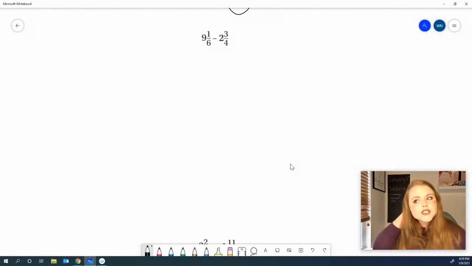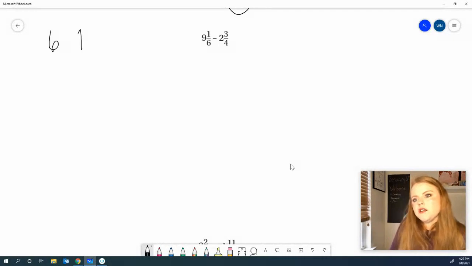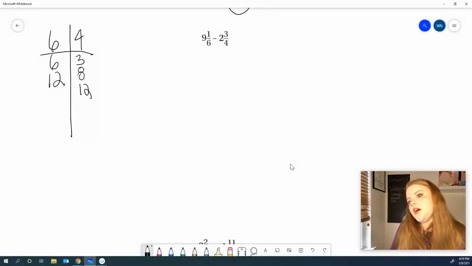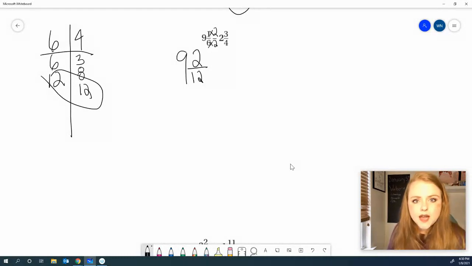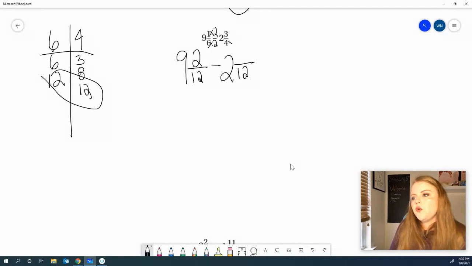9 and 1/6 minus 2 and 3/4. All right, so for this one, I'm going to go ahead and make my T-chart. You might be able to figure it out immediately, but making a T-chart can be helpful. 6, 12; 4, 8, 12. My common denominator is 12. So I've got 9 and something over 12. 6 times 2 is 12, so 1 times 2 is 2. Remember, if I multiplied the denominator by a number, you have to multiply the numerator by the same number. Minus 2 and something over 12. 4 times 3 is 12. 3 times 3 is 9.